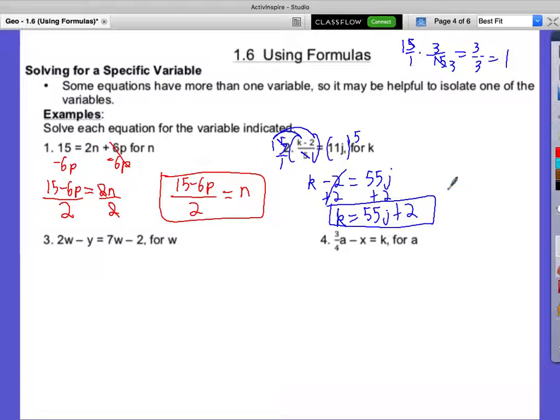Hey, on number 3 here, what variable are we solving for? W. It has to solve for W, okay? How many W's do we have right now? 2. Now we probably need to get those W's together, right? That might be a good first step. You need to get the W's together, then we need to get them by themselves. So I want you guys to try number 3 on your own. When you're done, or if you have questions, I want you to raise your hand.